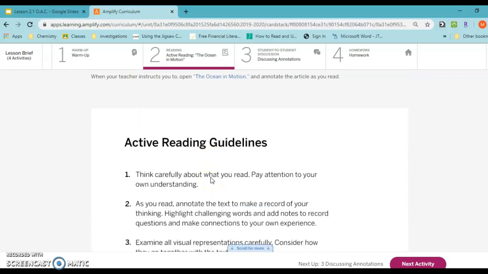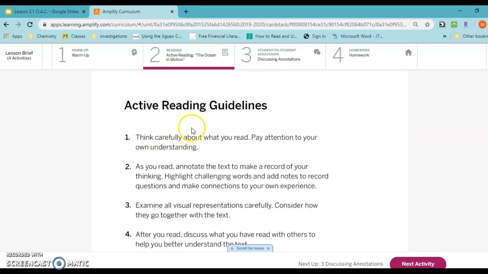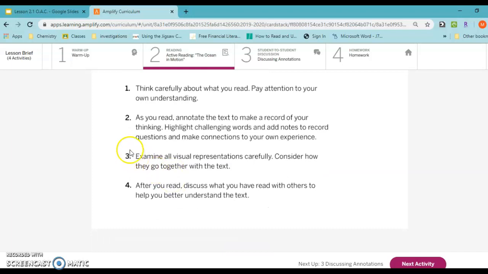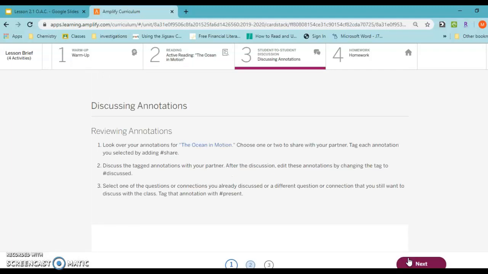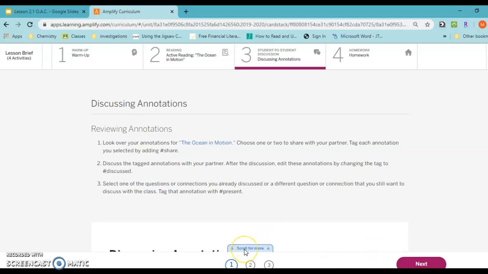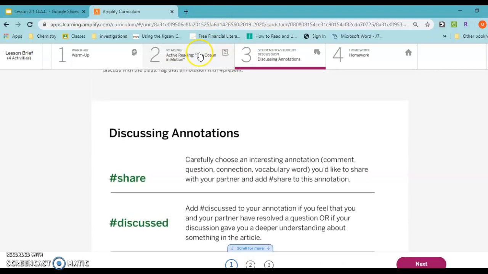So remember our active reading guidelines: to think carefully about what you read, to pay attention to your own understanding as you read, to annotate the text to record your full thinking, to highlight challenging words, examine all visual representations. And we can't discuss our work right now, but what we can do is discuss it maybe with your family if you want to. Okay, so now that we reviewed our active reading guidelines, we are going to go to the article.